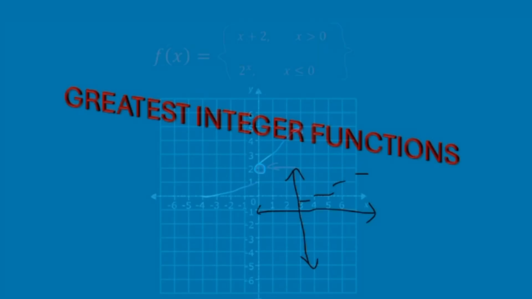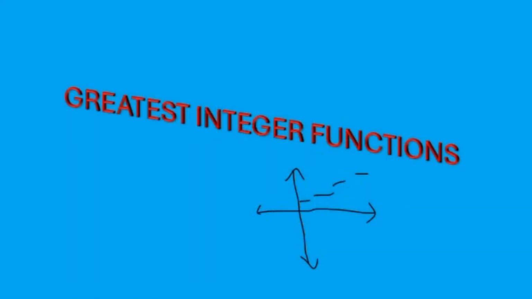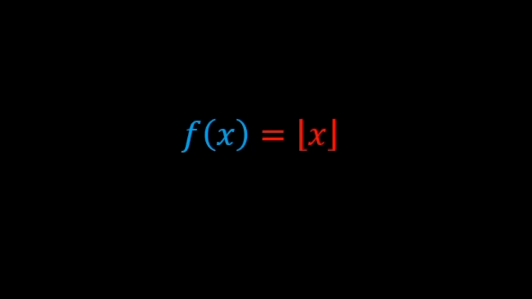Now let's talk about the greatest integer function. I don't know why it's called the greatest integer function, because it's literally the smaller integer function. But yeah, I guess it's denoted by f of x is equal to floor of x. It has a lot of other names like floor functions, ceiling. I don't know why though. It doesn't really make sense.